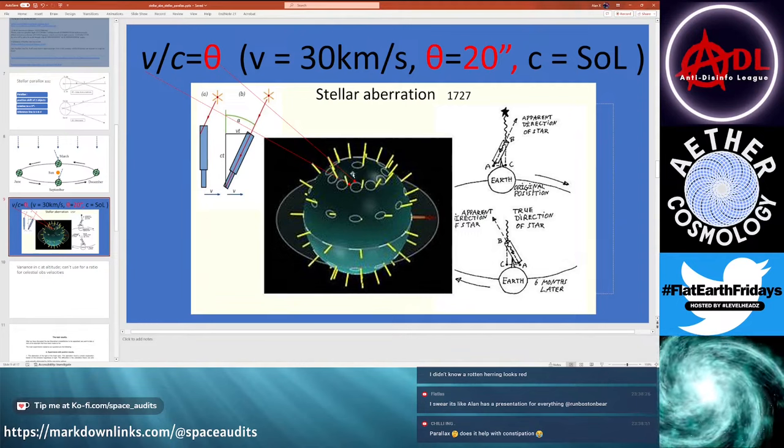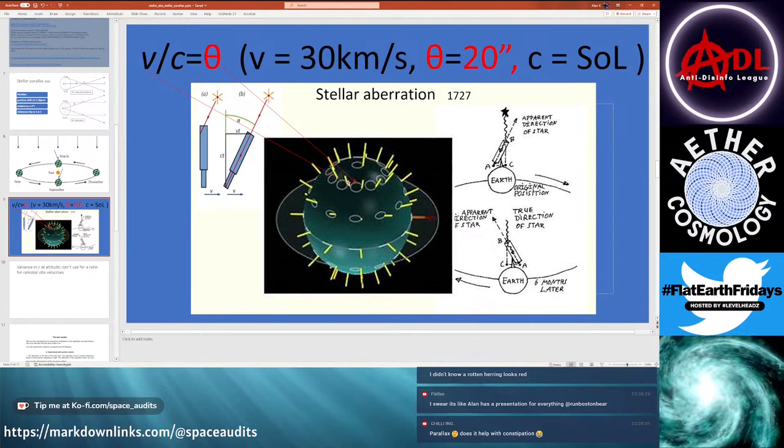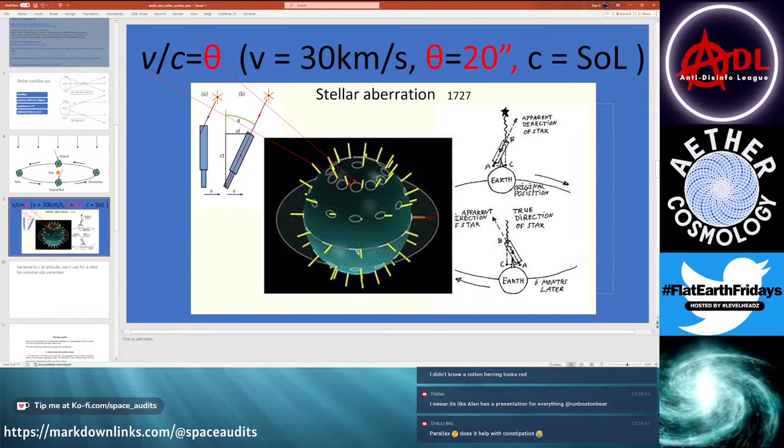Okay. And then if you're around the 45th northern latitude, you'll see it make like an oval a little bit. And then if you get closer to the equator, you'll see an ellipse. And then on the equator, you'll see just a straight line, right? That's what they tell us.